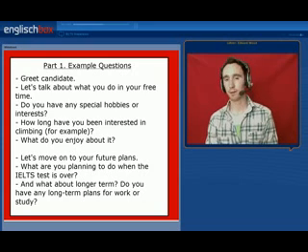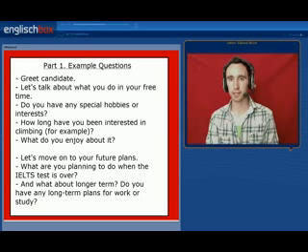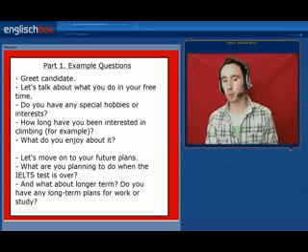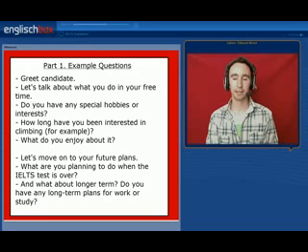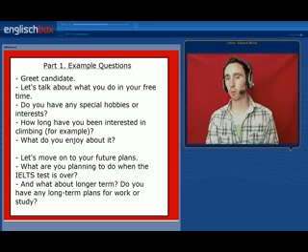And then we have the next part of the first section, and it says let's move on to your future plans. So perhaps now they'll be analyzing your ability to use different tenses, the future tenses, going to for planned actions, for example. What are you planning to do when the IELTS test is over? So these plans are in the near future. And in the longer term, do you have any long-term plans for work or study?